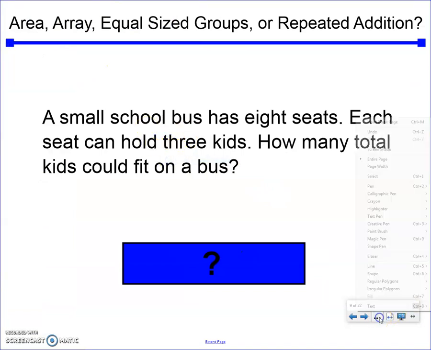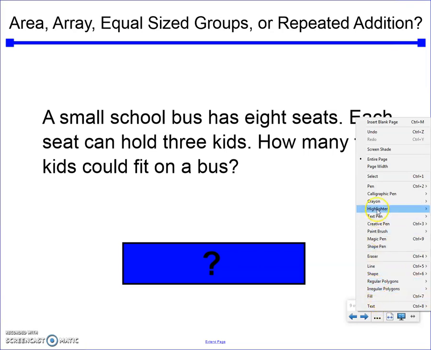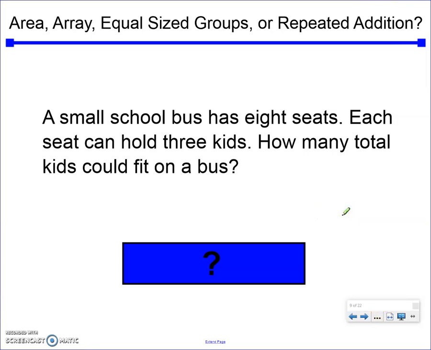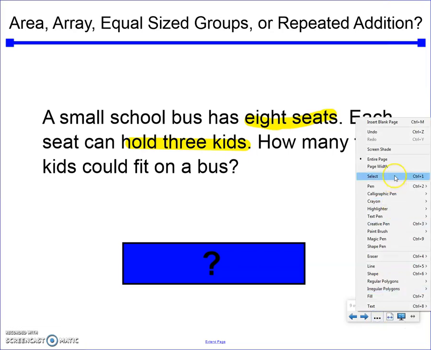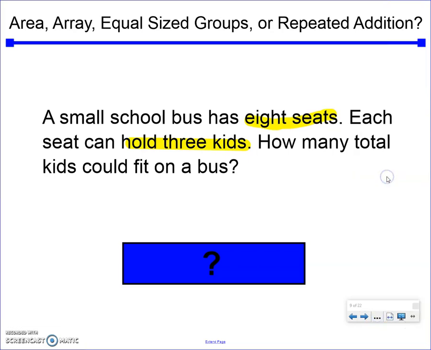Here's our next problem. A small school bus has 8 seats. Each seat can hold 3 kids. How many total kids could fit on a bus? Well, I'm seeing that there are 8 seats with 3 kids being held in each seat. Since the seats are holding kids, I can see that the seats are a container holding the physical item kids. And I'm trying to figure out how many kids there are total. If I have physical items, children, being held in containers, seats, what kind of problem is this?